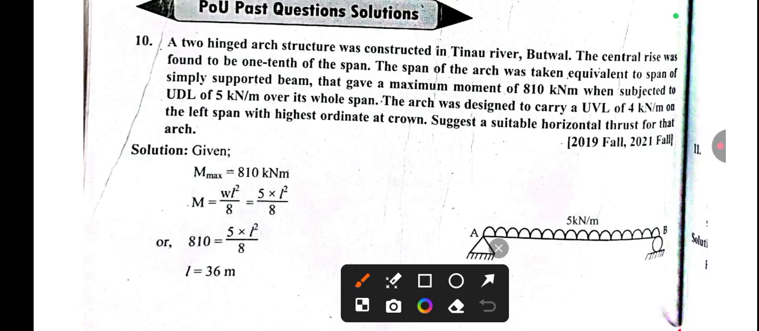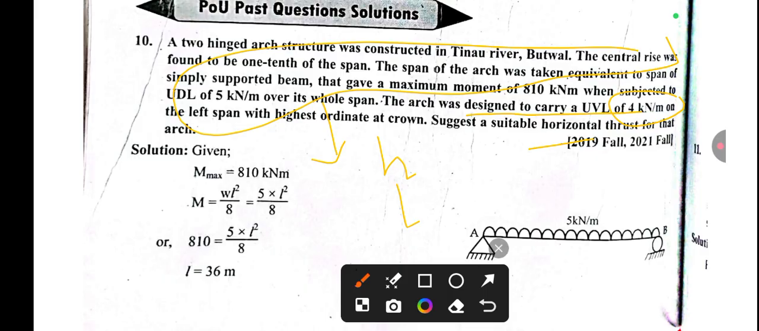Again, in the question, the arch was designed to carry UDL. This arch is going to be designed for a UDL of 4 kN on the left span, with the highest ordinate at the crown. Calculate the suitable horizontal thrust. So in the very first case, the given question was this, and we calculated from here the values of H and L. Now we have a second case.